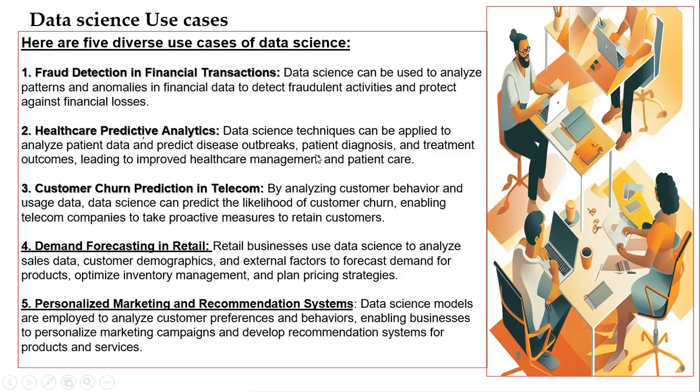Then fourth one is demand forecasting in retail. The retail business use data science to analyze sales data, customer demographics, and external factors to forecast demand for products, optimize inventory management, and plan pricing strategies. How it is retail businesses? Each item wise they can sell it. Wholesale is different, retail is different. They use the data science to analyze sales data. Whatever item they sold it, they get the customer data. Then they'll see the customer demographics and they'll see external factors to forecast demand with that customers.